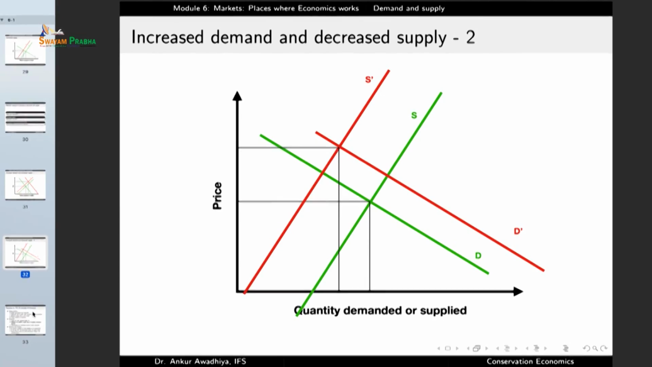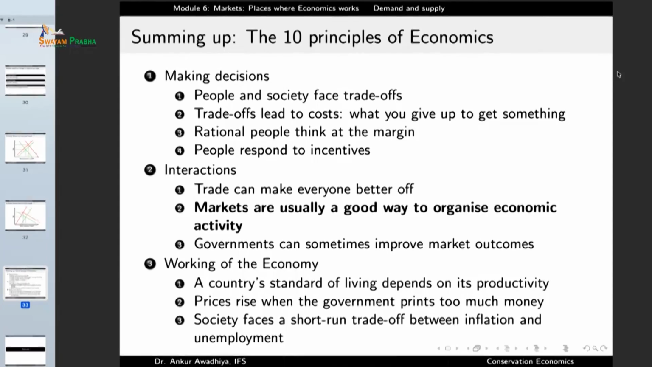So we had seen in the 10 principles of economics that markets are usually a good way to organize economic activity. And in this case, we are observing that a very big benefit of a market is that it reaches an equilibrium by itself. Now, in the case of a free market, in the case of a competitive market, there is no requirement of a government to state that this will be the price of mangoes, this will be the price of rice, this will be the price of dal, and so on. The market will reach an equilibrium by itself through the working of the law of demand and supply.